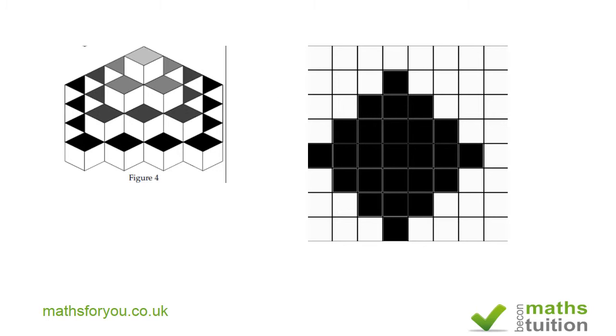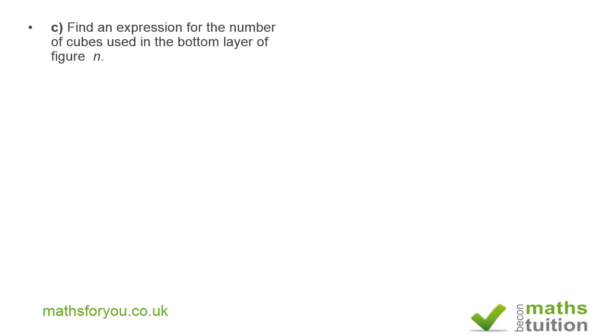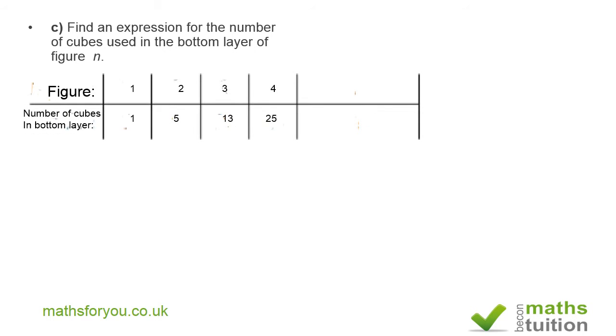Now for part C. Okay, now for the last part, which says find an expression for the number of cubes used in the bottom layer of figure N. Now, if we bring down the table from part B, we have this here. So we've got N, we don't know what the number of cubes in the bottom layer of figure N is, and a question mark there.